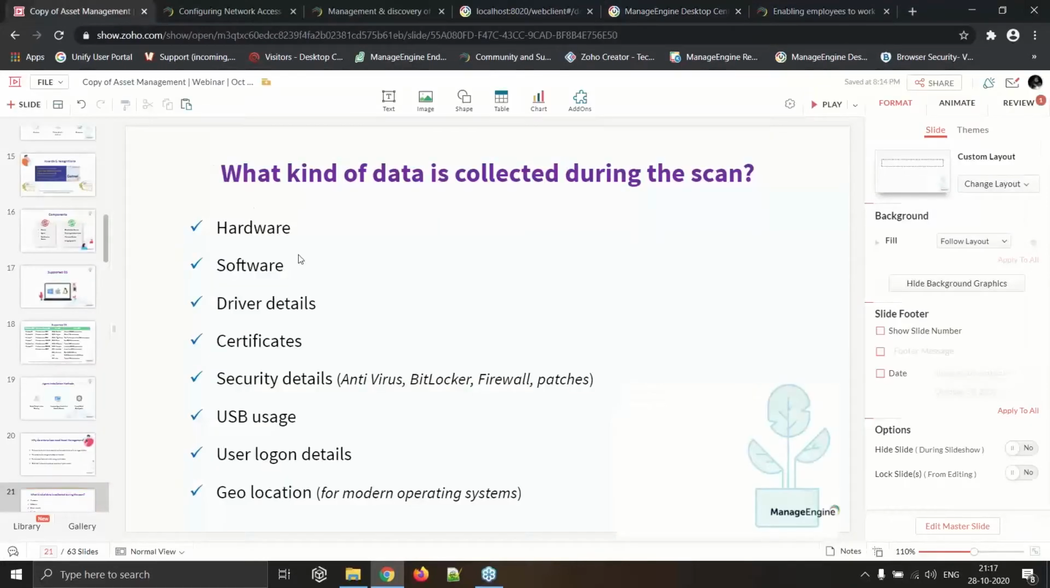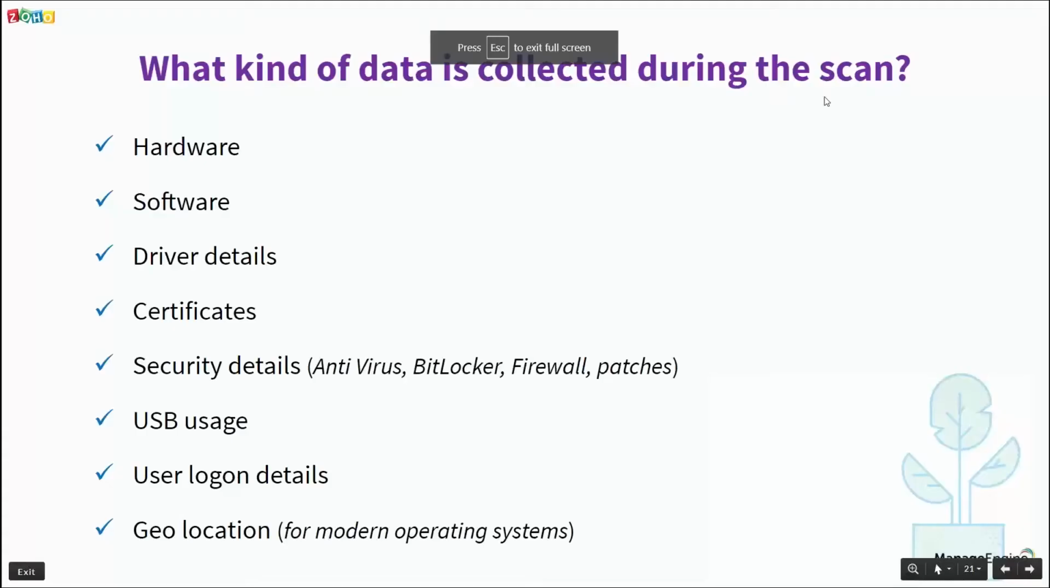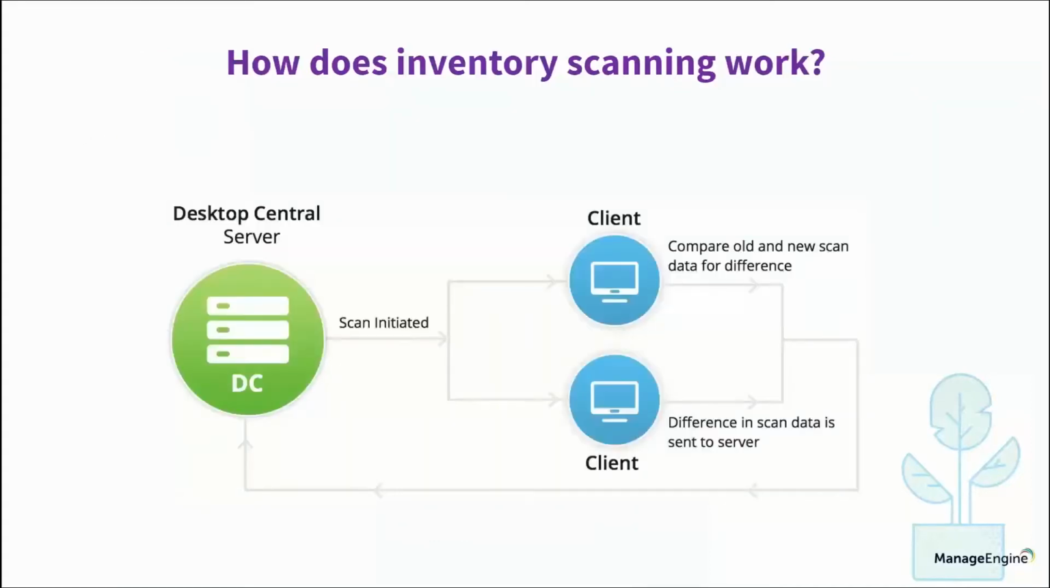Let me take you guys back to the presentation. So as I mentioned, we've got the hardware, software, driver details, certificates, security details, USB usage, and user logon details, which I will come back to in a minute. And if it's a modern operating system like Windows 10 and Mac, you should be able to geo-track that device as well. So how does the inventory scan work?